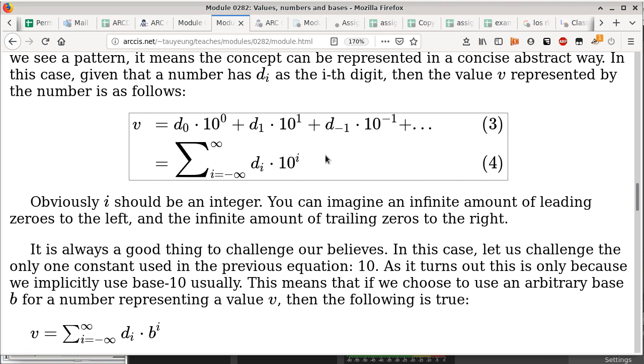Same thing goes for all the places to the right hand side of the decimal point. 3.0 is the same thing as 3, because that's 3, but we don't have a tenth.